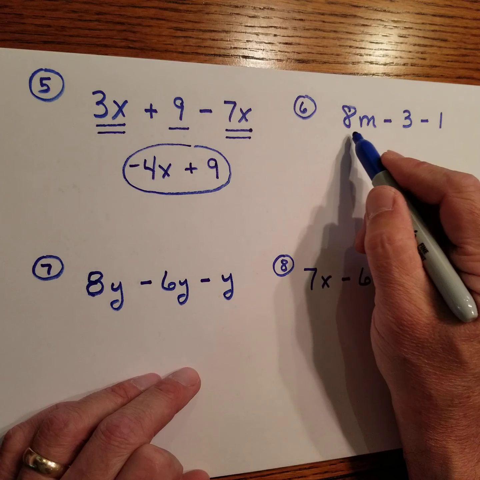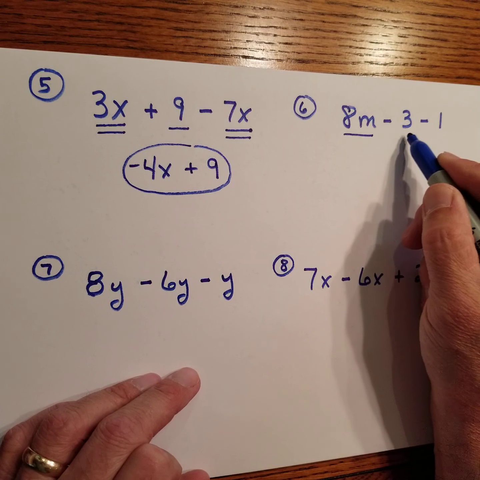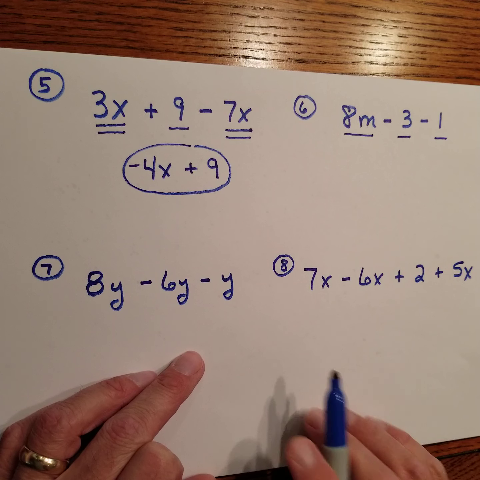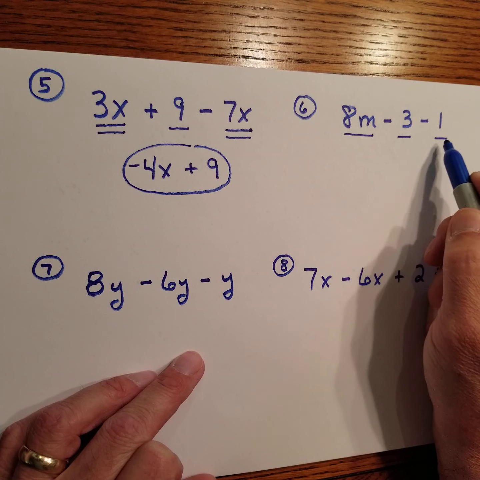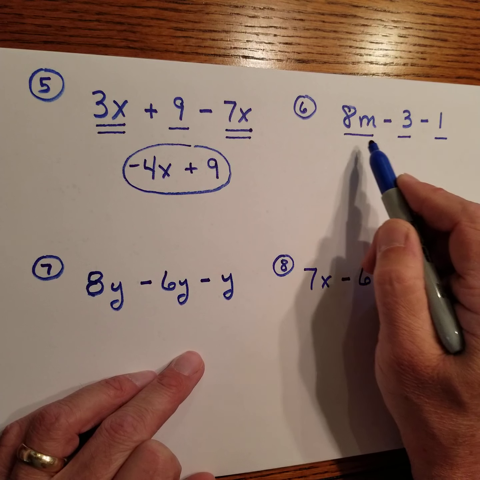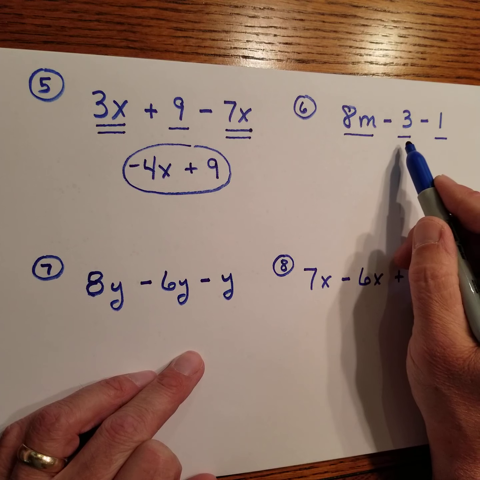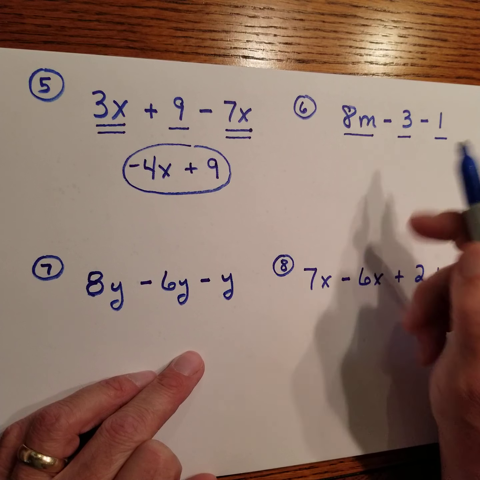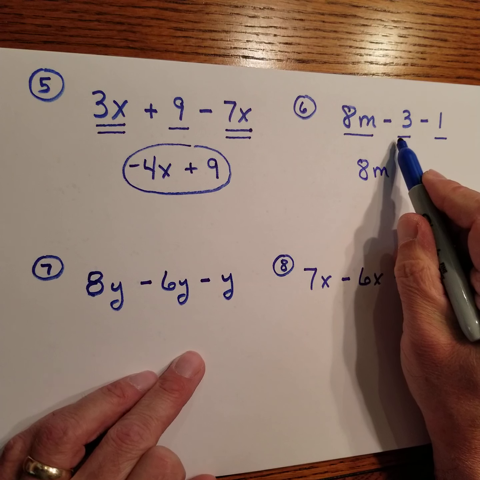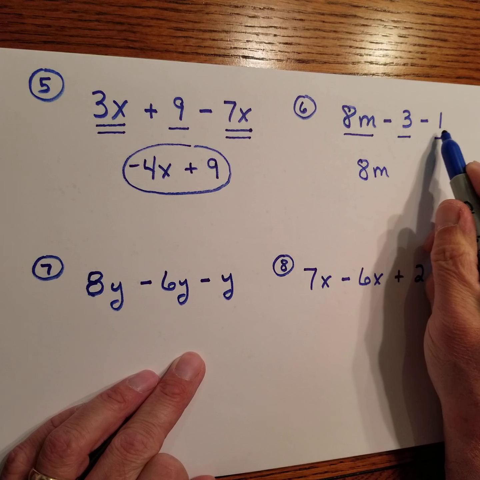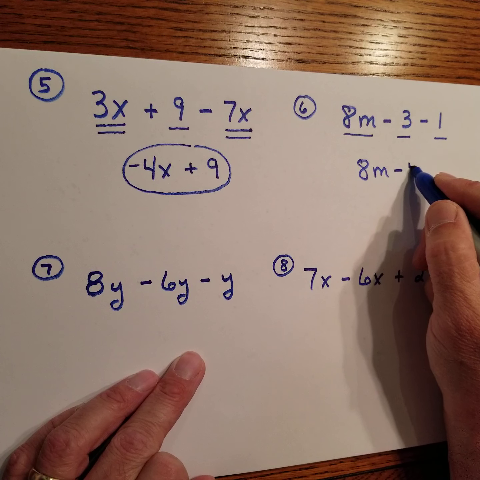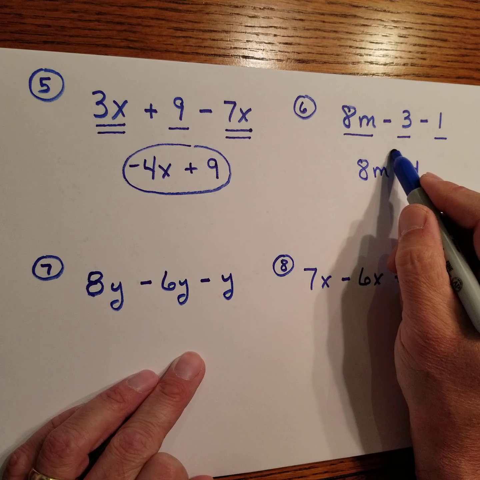In number 6, 8m is a term, 3 is a term, 1 is a term. The 3 and the 1 are considered like terms because neither one has an m. This one has an m. It's not like those. We can combine the like terms. I'll copy the 8m, and let's combine negative 3 and negative 1. Negative 3 and negative 1 combined is negative 4. Beautiful.